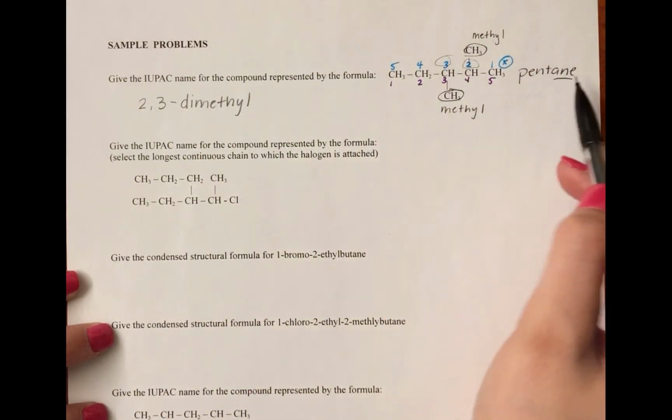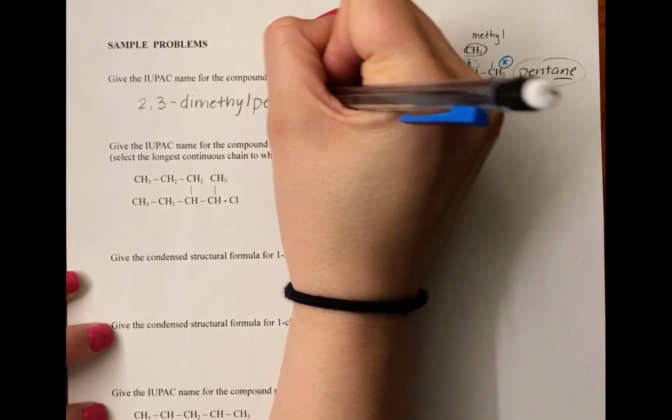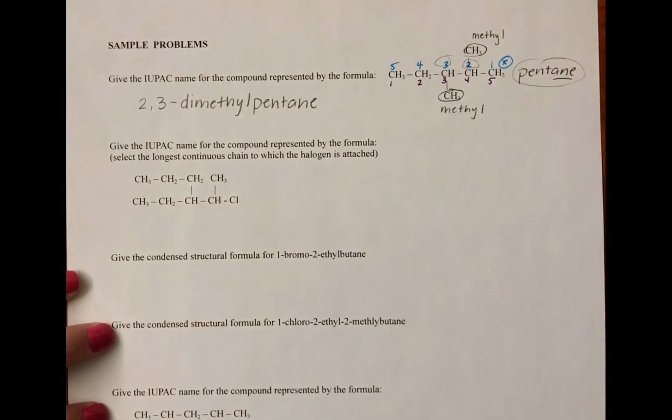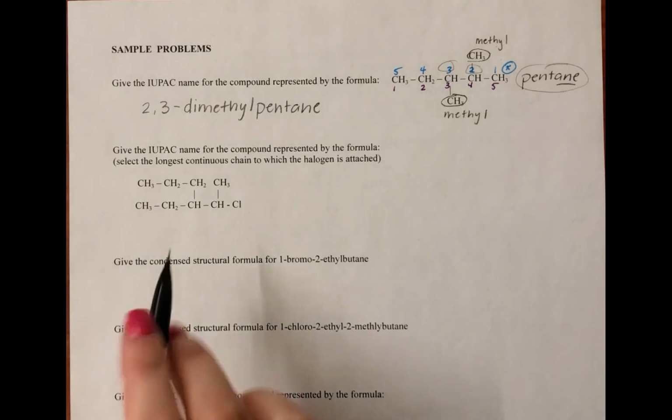And those are our only substituents. So then we go ahead and put the parent name of pentane. So for this first one, it's 2,3-dimethyl pentane. So if we take a look at the next one, we want to give the name for this compound.